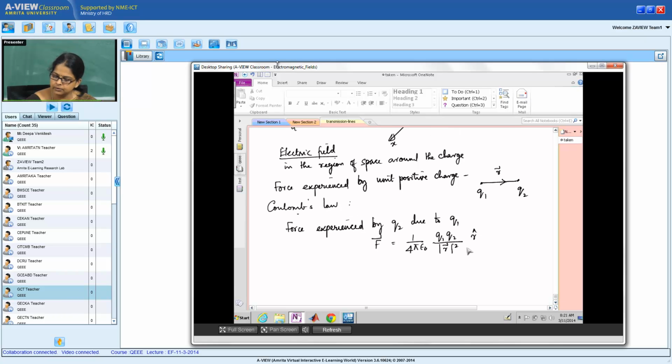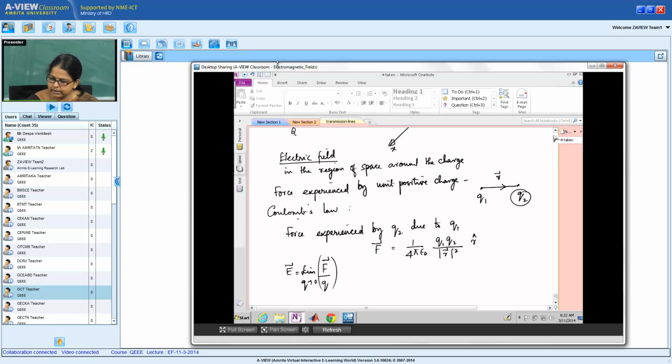So what is the force experienced by unit charge? Electric field is the force experienced by unit charge, which means instead of Q2 I have a unit charge. Or in other words, I can write this as F over Q, with the limit that Q tends to 0, the force experienced by an infinitesimally small charge. That's another way of doing it. So that force is 1 over 4 pi epsilon 0 Q1 by mod r square unit vector r.